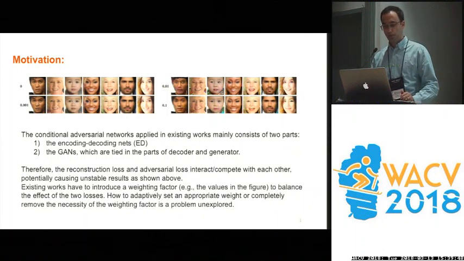Our goal in this paper is to relax such tricky tuning processes and achieve a generic and robust structure for conditional adversarial nets.